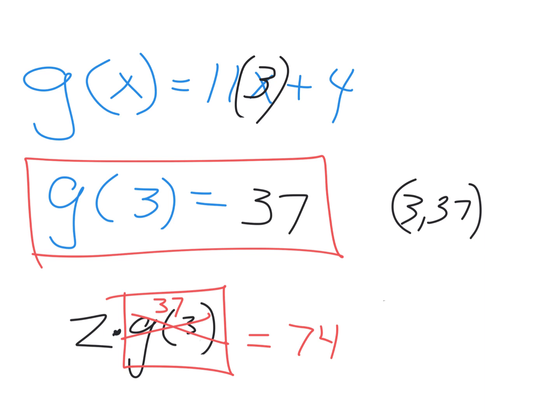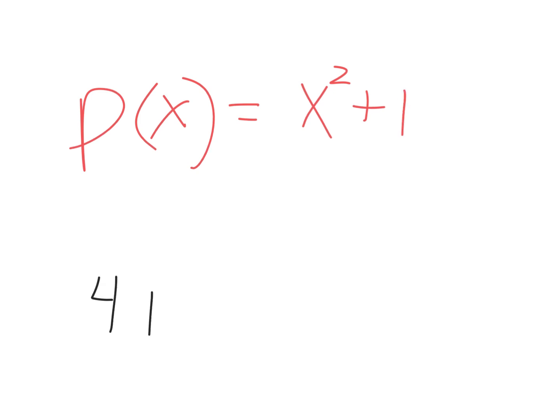Okay, next one, write this down. P, I just don't want you to think it's always F and G. P of x equals x squared plus 1. What's 4 P of 1? We'll start with figuring out P of 1. Once you know what P of 1 is, just go 4 times that.